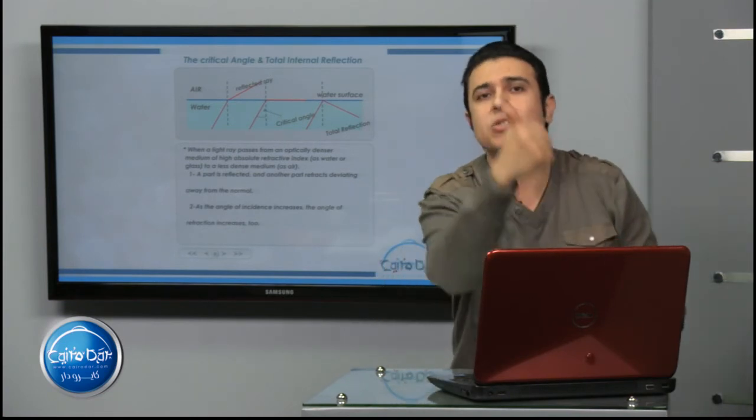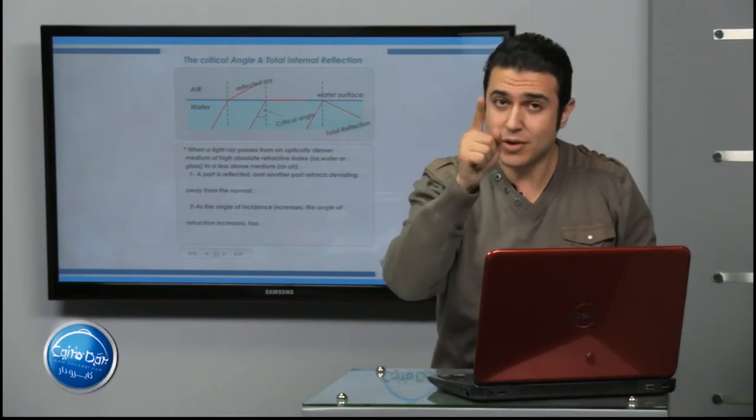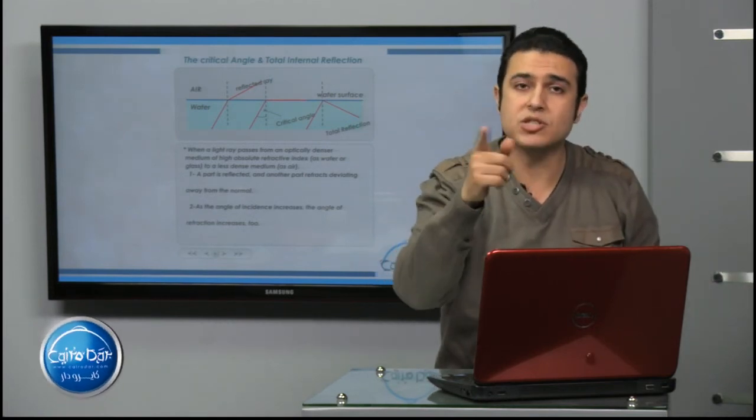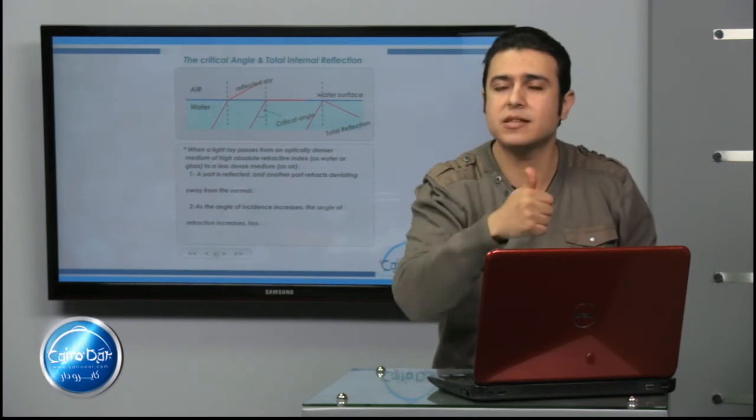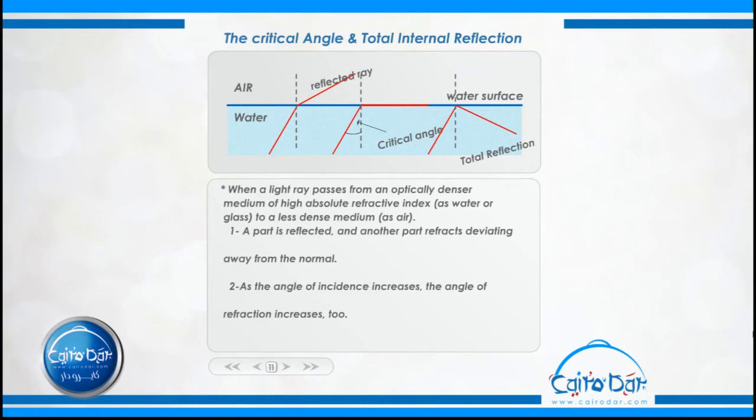It is opposite to sound waves. Sound waves, in chapter 2: sound travels in solids faster than liquids, faster than gases. But for light it is the opposite. Here, the velocity of light in air is greater. So when a light ray travels from water to air, it refracts away from the normal.